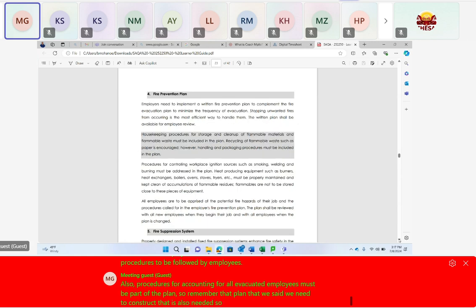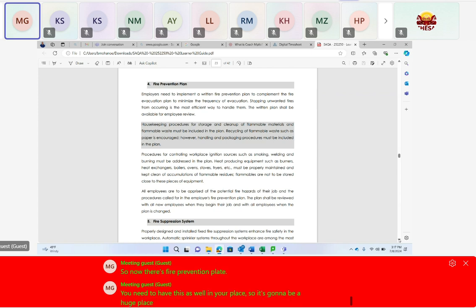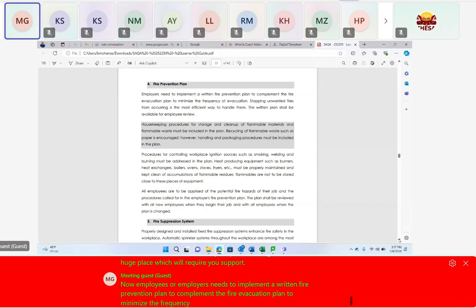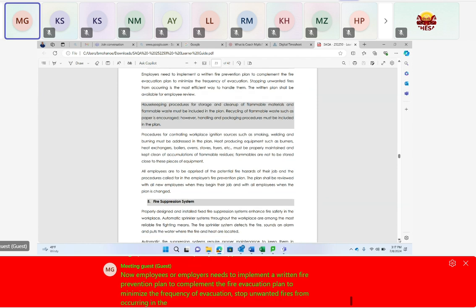Now there's the fire prevention plan. You need to have this as well in your plan. So it's going to be a huge plan, which will require huge support. Employers need to implement a written fire prevention plan to complement the fire evacuation plan, to minimize the frequency of evacuation, stop unwanted fires from occurring, and handle them in the most efficient way.